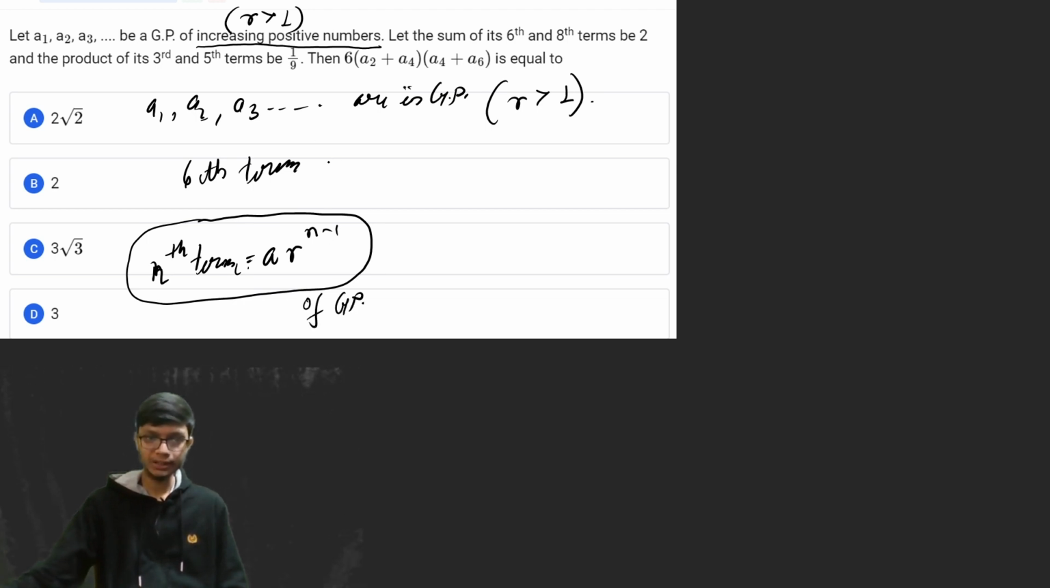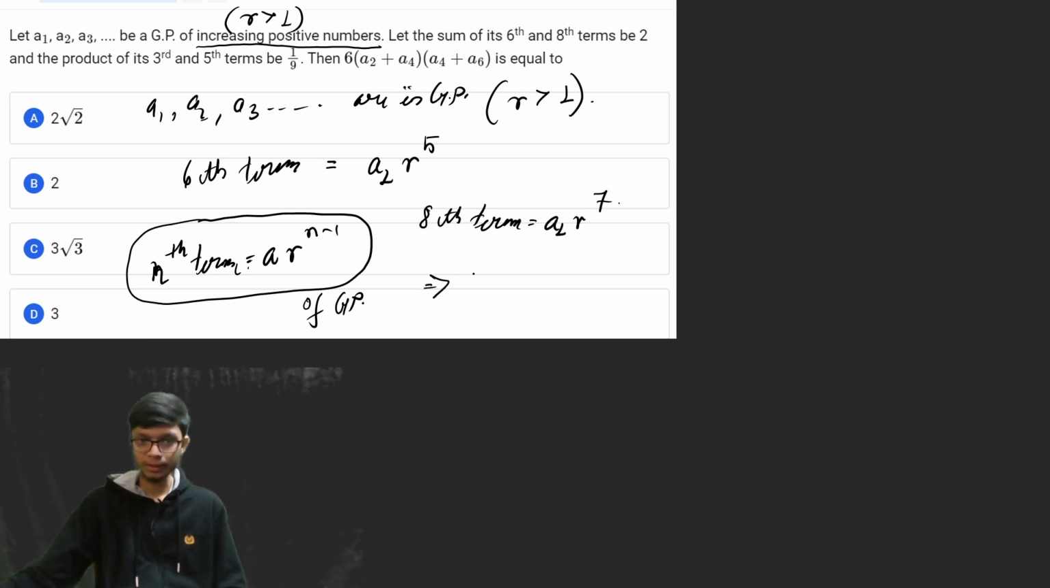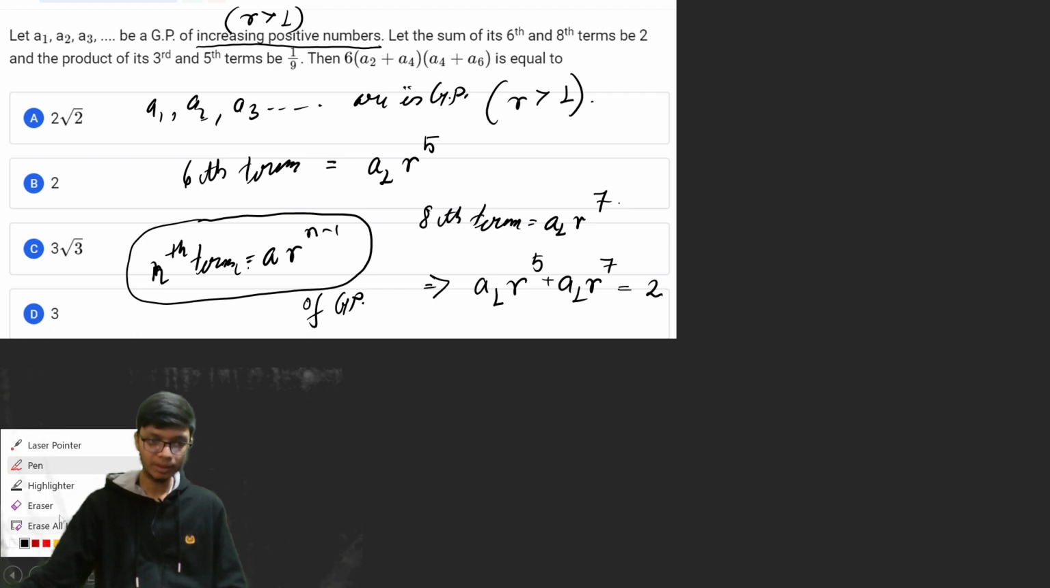Now for the sixth term of this particular GP, this will be equal to a1 r to the power 5, where r is the common ratio, and similarly the eighth term will be equal to a1 r raised to the power 7. If you sum up the sixth term and the eighth term, you get a1 r to the power 5 plus a1 r to the power 7 is equal to 2.